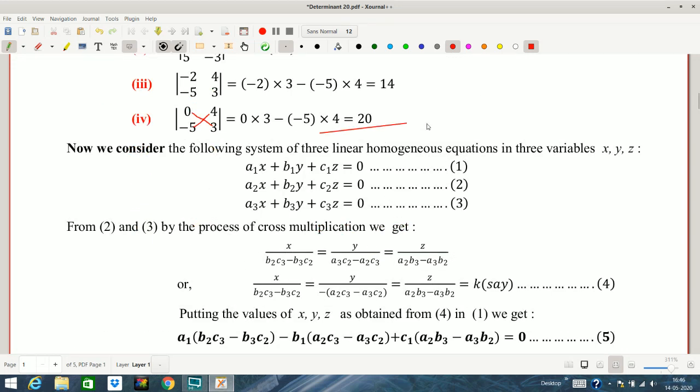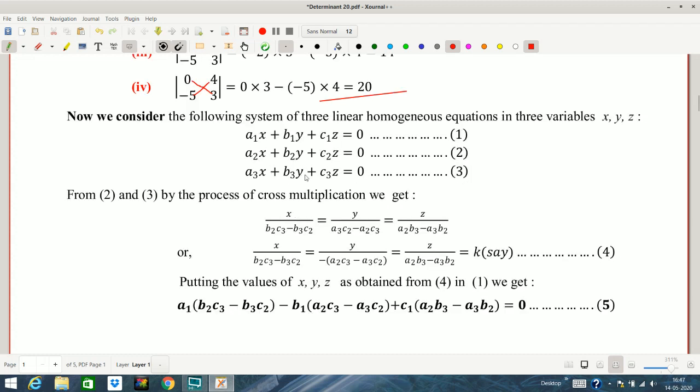Now let us see how a third order determinant came into existence. For this we consider three homogeneous linear equations in three variables x, y and z. In this case also, x equal to 0, y equal to 0, z equal to 0 satisfy all these three equations, and this is a solution, trivial solution or zero solution. But we assume this system has a non-zero solution. That is, at least one of x or y or z has a non-zero value.